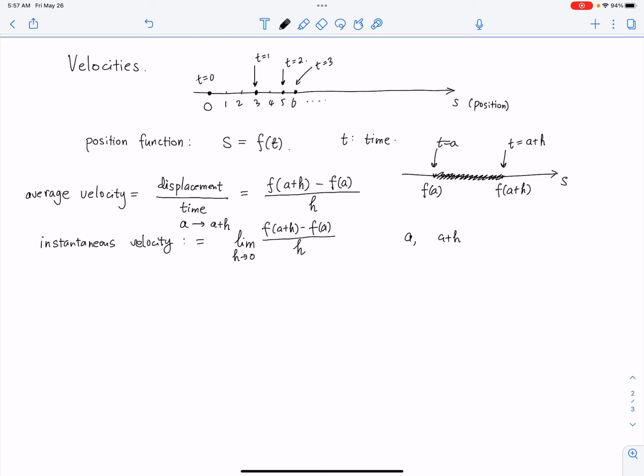So this is just a very special case of the derivative, right? This is how we define the derivative of the function f, and we call that v(a), the instantaneous velocity at time point a.